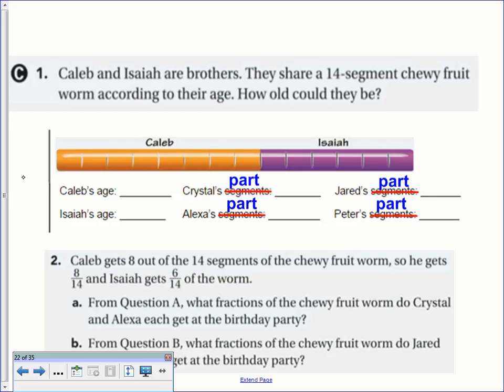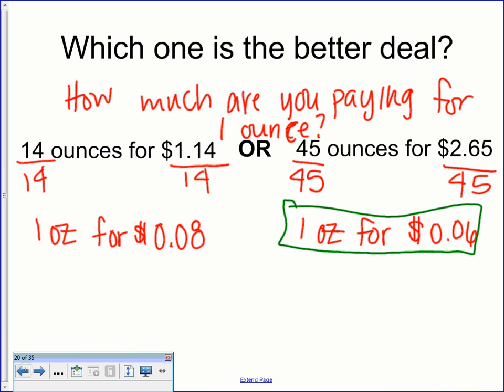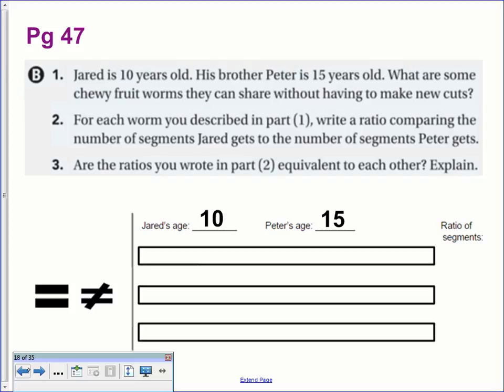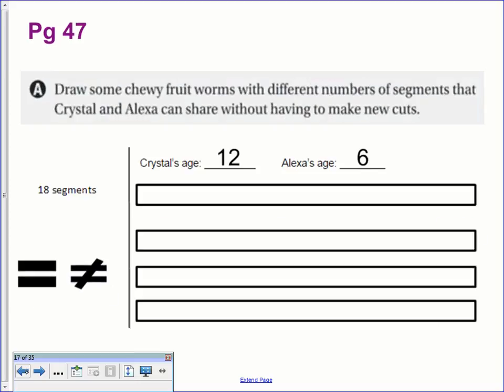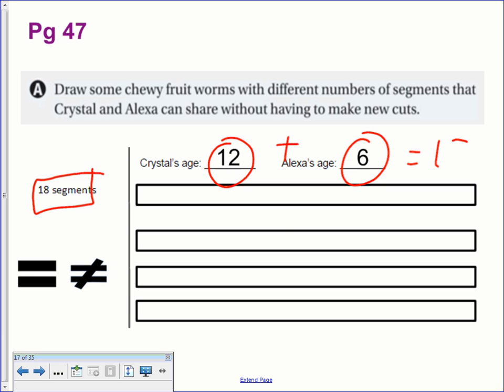But right at the bottom, last part, Caleb and Isaiah are brothers. They share a 14-segment chewy fruit worm according to their age. How old could they be? Well, if you remember back to the last parts we did, let's go back to Crystal and Alexa. Crystal was 12, Alexa was 6, and their chewy fruit worm had 18 parts because 12 plus 6 is 18.